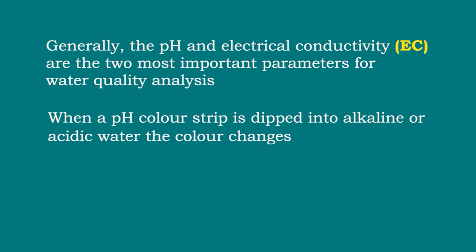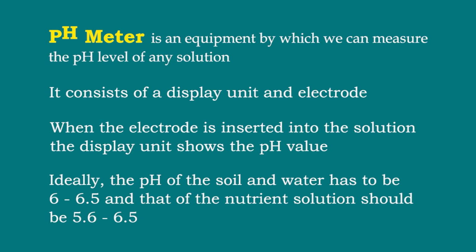When a pH color strip is dipped into alkaline or acidic water, the color changes. First, pH meter. A pH meter is an equipment by which we can measure the pH level of any solution. It consists of a display unit and an electrode. When the electrode is inserted into the solution, the display unit will show the pH value.